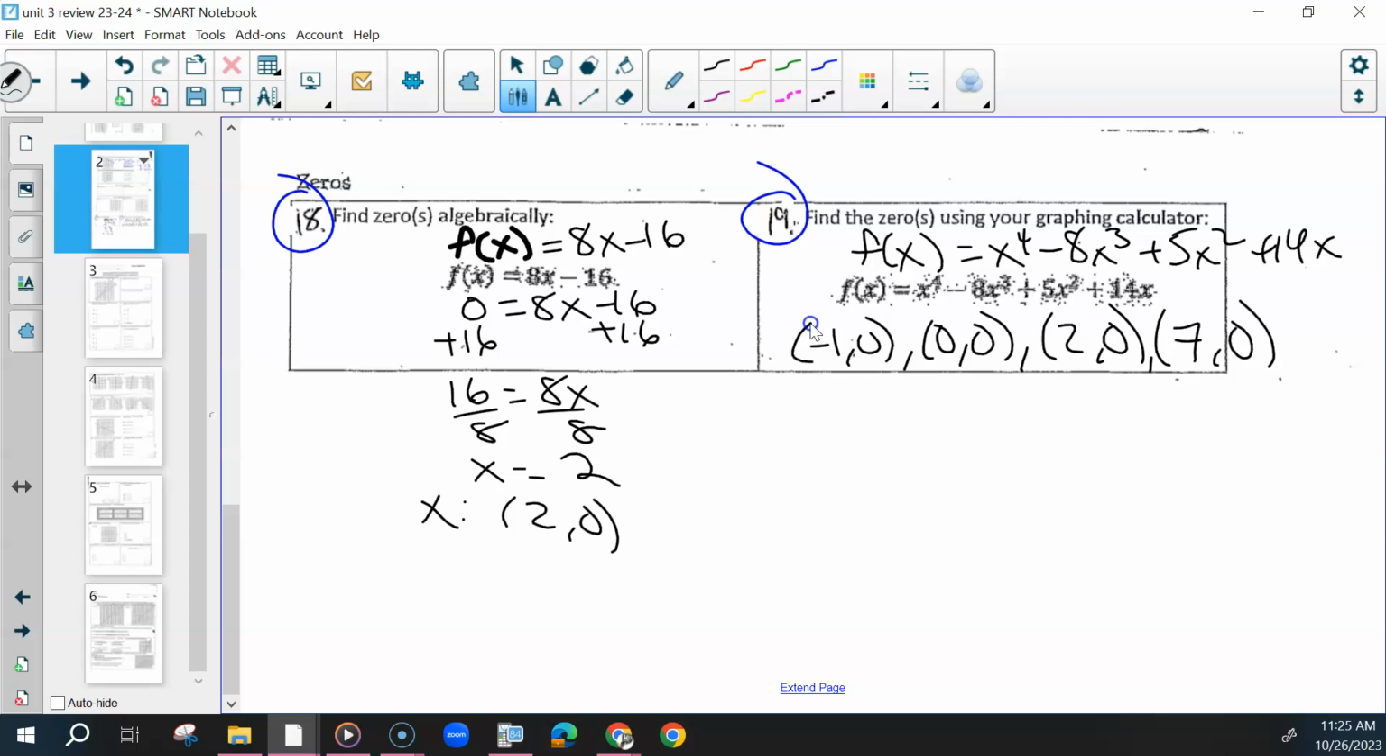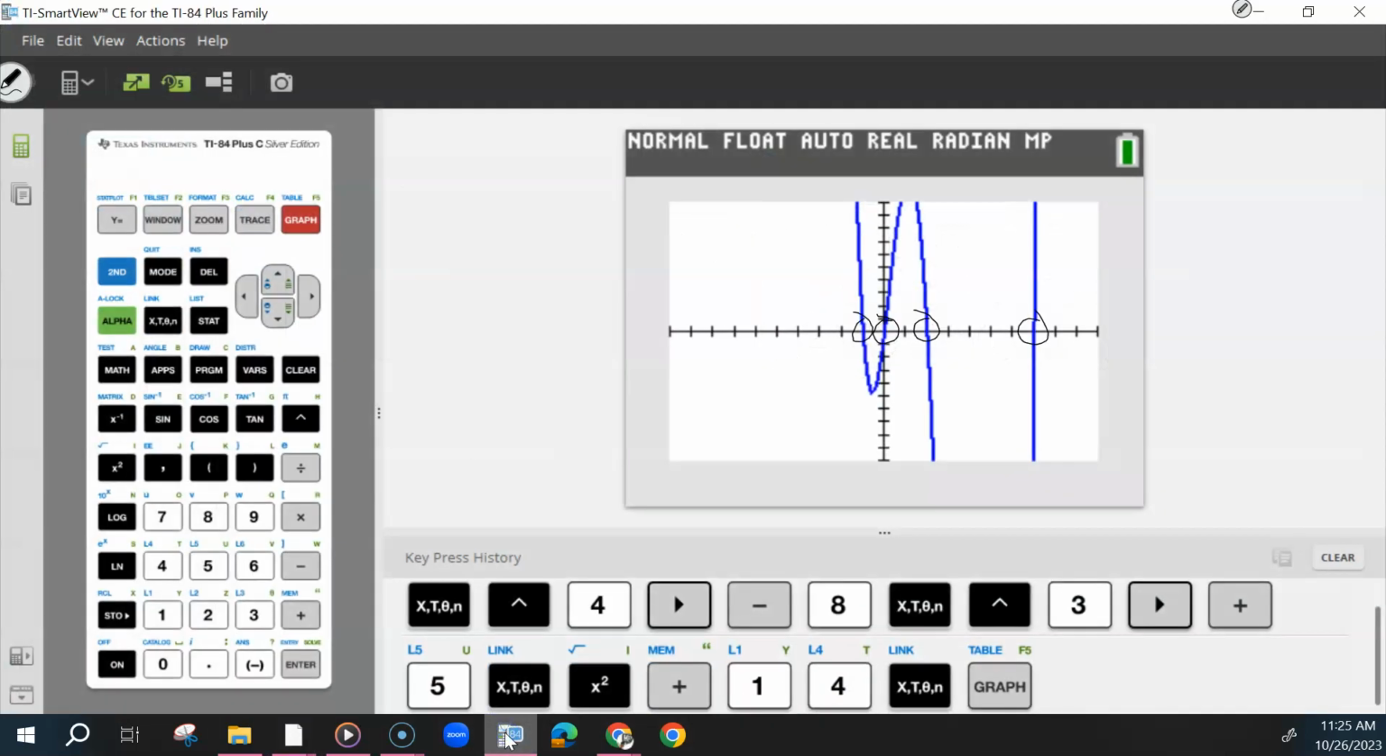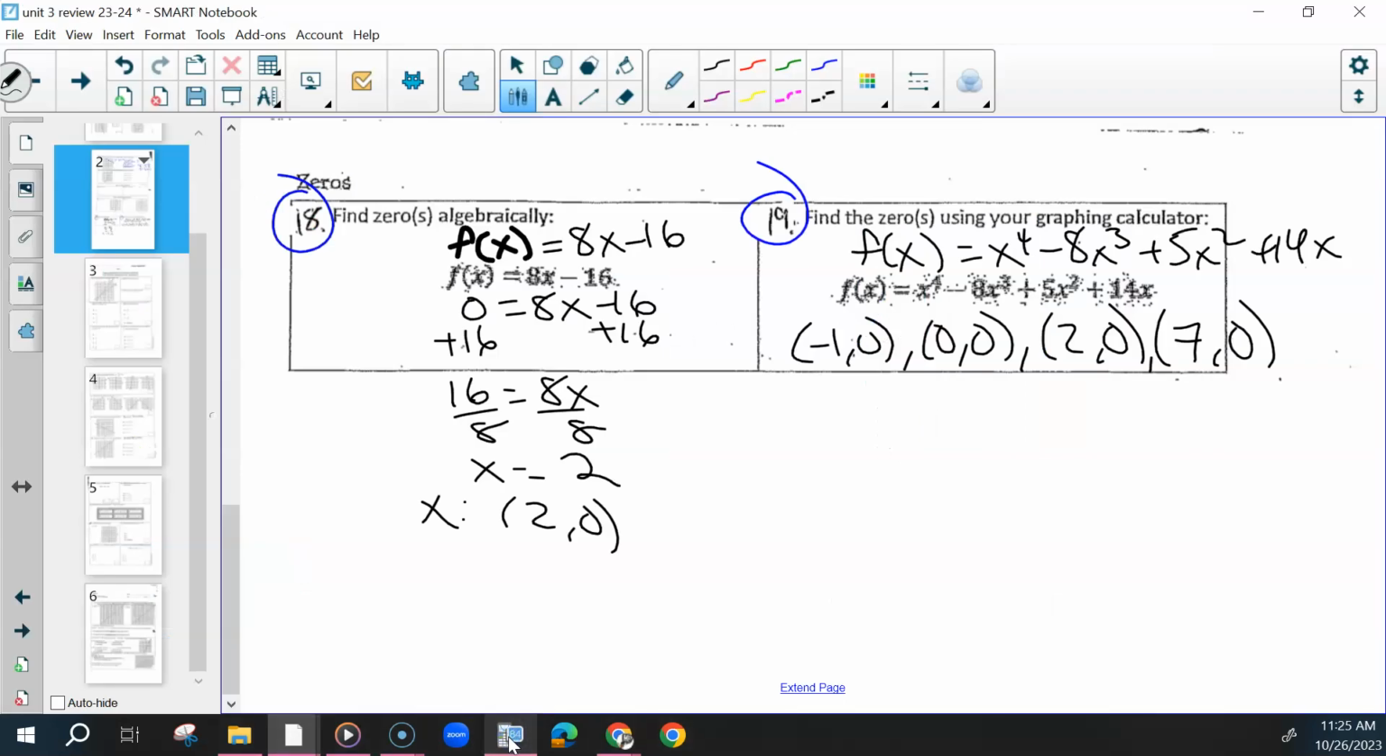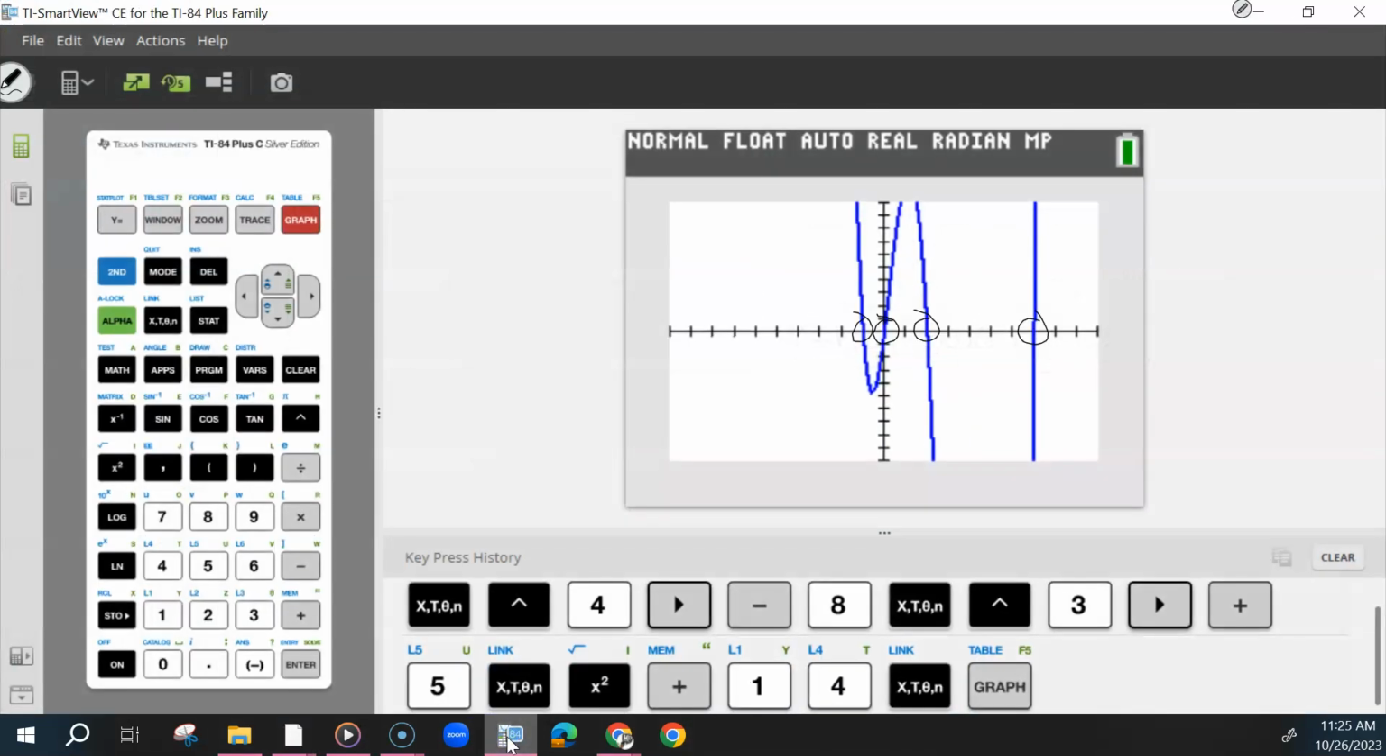I just wanted to ask for 19. What buttons did you press to get all of those? I didn't. I just graphed it. So we would just write down all of those. You would have to look at the graph and count. I can move it, so it will show me exactly what each is. Oh, that's amazing.